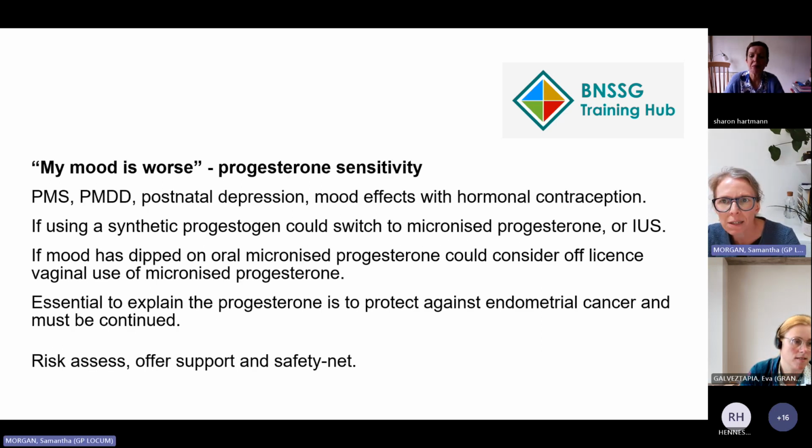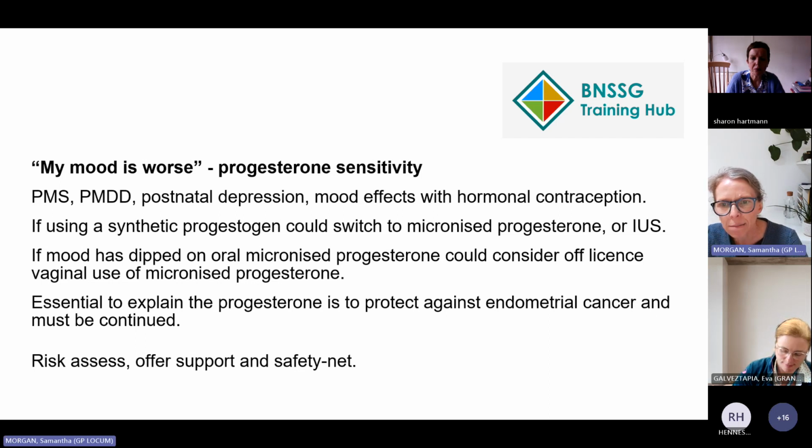In terms of mood specifically, we know that some women have a progesterone sensitivity. Sometimes there'll be a history of PMS, PMDD, postnatal depression, and perhaps mood effects with hormonal contraception. For these women, if they're using a synthetic progestogen as part of their HRT, you might want to switch over to a micronized progesterone or consider an IUS. If their mood has dipped on a micronized progesterone, you could consider off-license using that micronized progesterone vaginally.